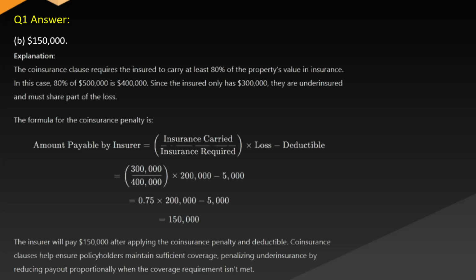Coinsurance clauses help ensure policyholders maintain sufficient coverage, penalizing underinsurance by reducing payout proportionally when the coverage requirement isn't met.